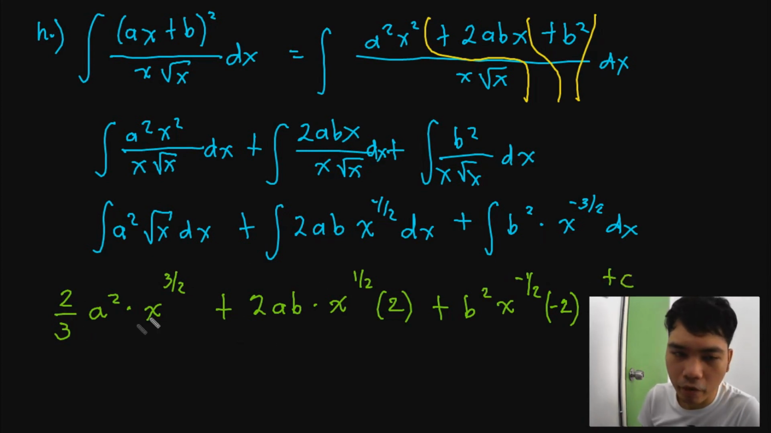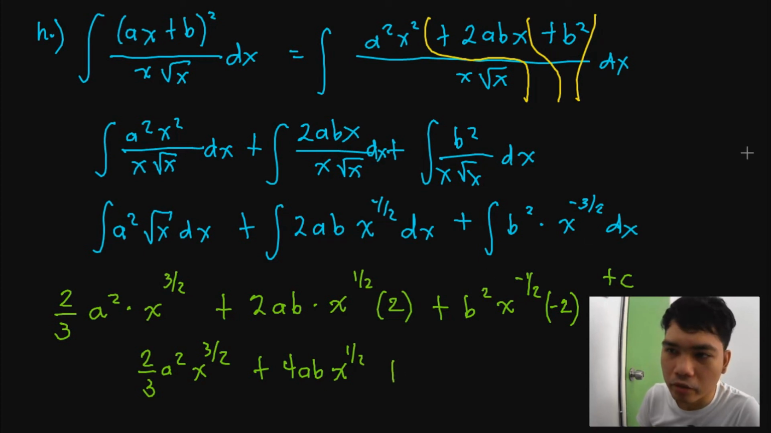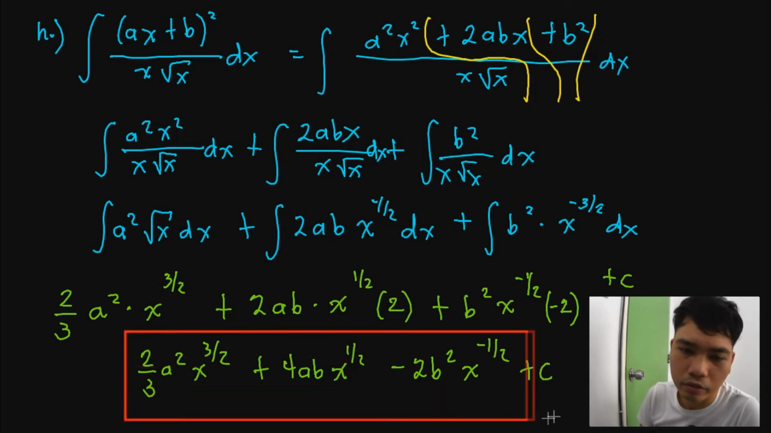So, simplifying all of these expressions, we have 2/3 a squared x raised to 3 halves plus 4ab x raised to 1 half, and then minus 2 b squared x raised to negative 1 half plus c. And this is your final answer.